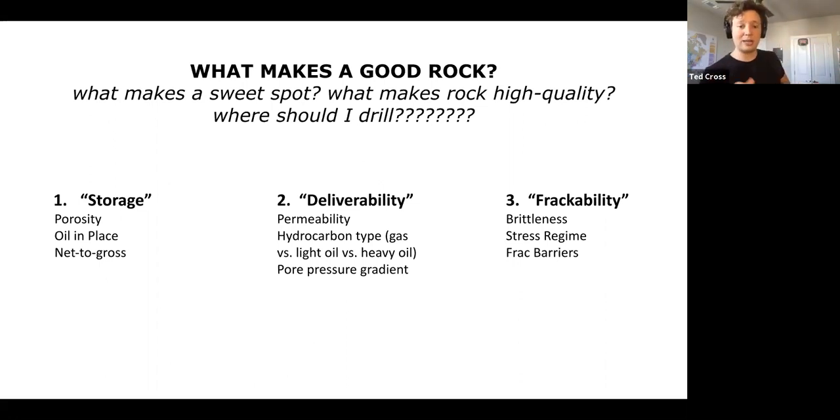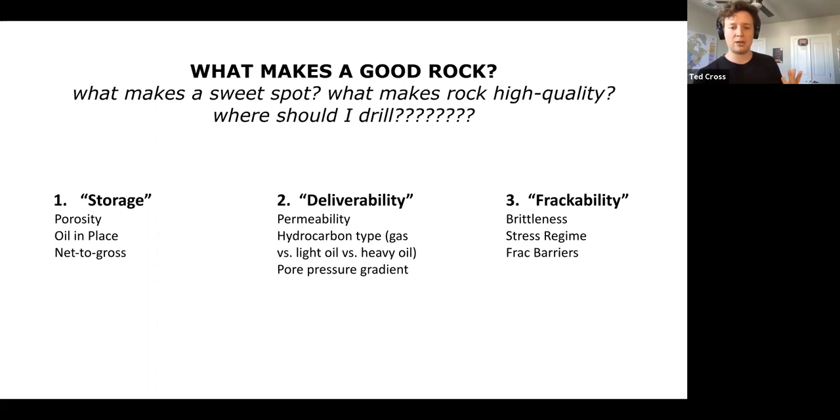Okay, for deliverability, that's things like permeability, which is literally how well fluids flow through the rock. You have the hydrocarbon type, which is pretty important. The basic idea here is, you might have gas, you might have light oil, you might have heavy oil. Heavy oil is more viscous and it's not going to flow very well, especially through tight, unconventional reservoirs.